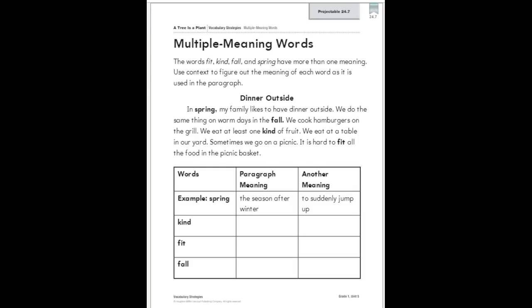All right? So, they gave us an example of what they'd like you to do. Okay, so the word is spring. In the paragraph, it means the season after winter. But another meaning is to suddenly jump up. That's also to spring. You are going to do the same thing that they did here in the example with kind, fit, and fall. You can just discuss it if you would rather not write it out on a separate piece of paper.